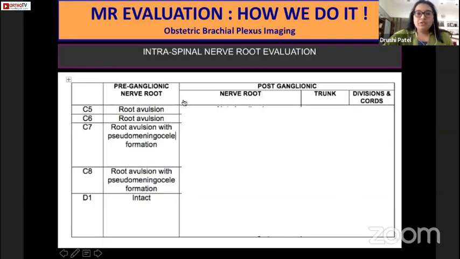This is what we put on our reports: preganglionic nerve root avulsions and pseudomeningocele from C5 to C8, and the D1 root is intact. Now we move on to evaluation of the postganglionic nerve roots.